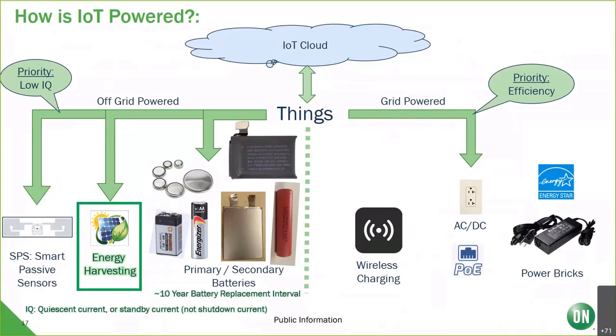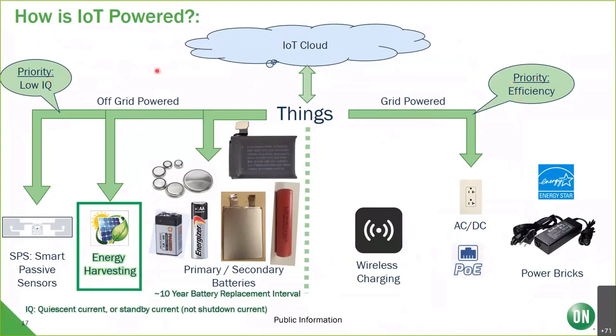So off-grid, you're typically battery powered. You may have energy harvesting. Again, you may have solar, but if a cloud goes by the sun, you're not guaranteed power all the time. And same with smart passive sensors. Those are energized by the RF of the device. So for off-grid power, we tend to prioritize low IQ. For grid power, we tend to prioritize efficiency.